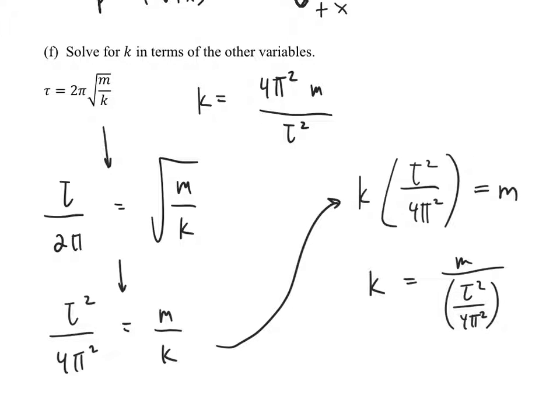So I can do this. I can do that if I want, and that's a correct answer technically. I think of this as a coefficient for k and just divide by it. That's one way to write it. Or you can multiply by 4 pi squared to bring that up, and then divide by tau squared, which will get you up to here in this answer.